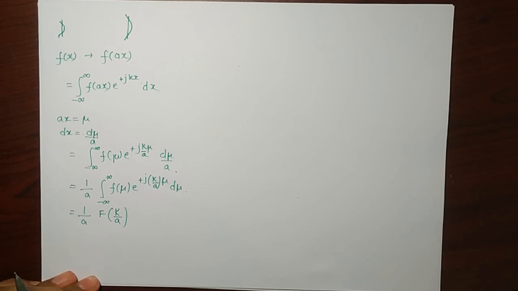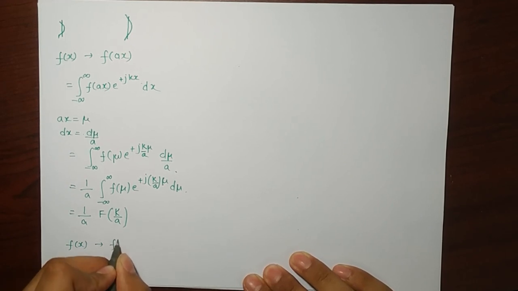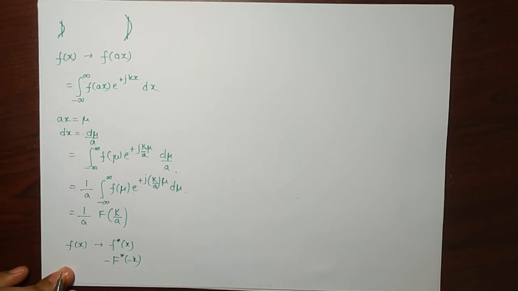So again, by taking the conjugate, if you have a signal f of x and you take the conjugate, the frequency spectrum would be minus f star of minus k. You can derive it. It's really very easy.